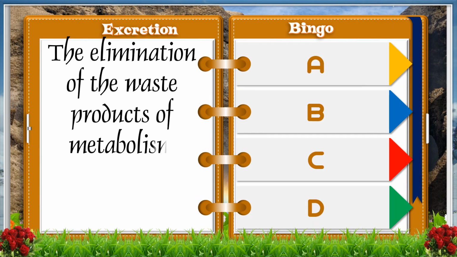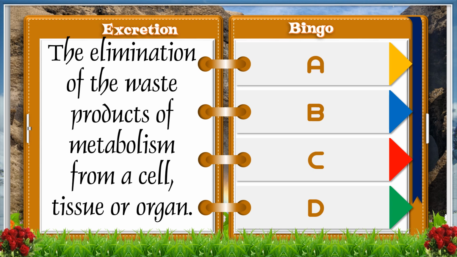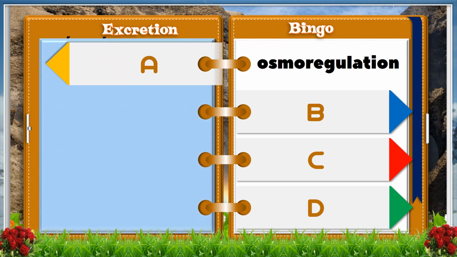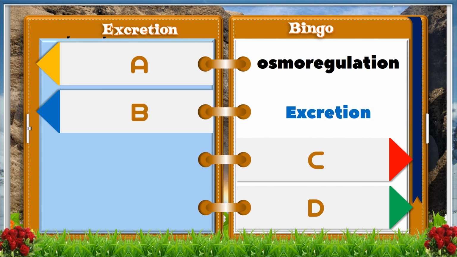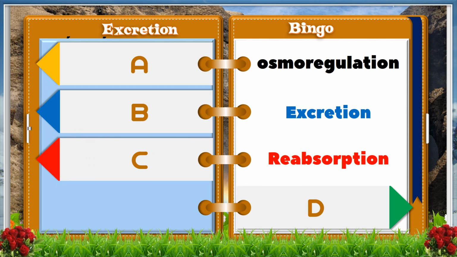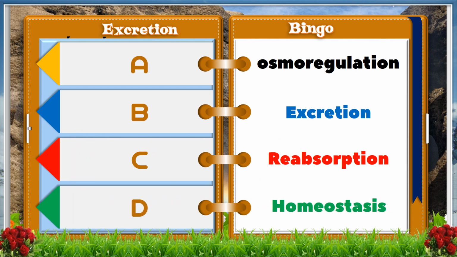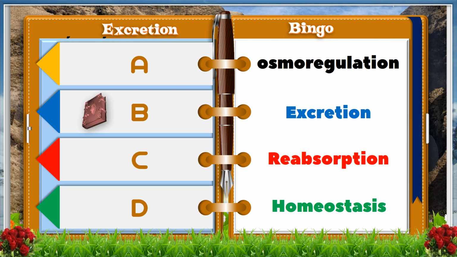The elimination of the waste products of metabolism from a cell or tissue or organ. A. Osmoregulation. B. Excretion. C. Reabsorption. D. Homeostasis. And the answer is B. Excretion.